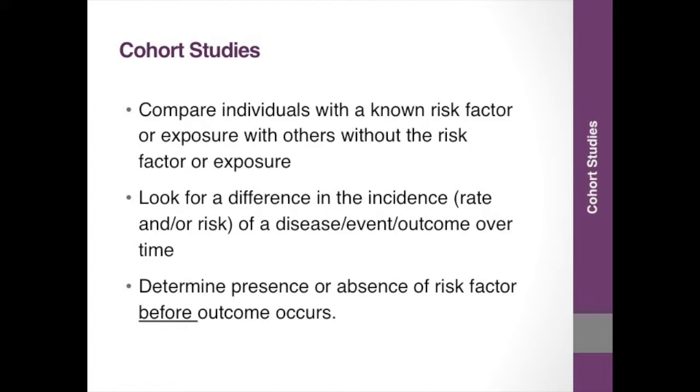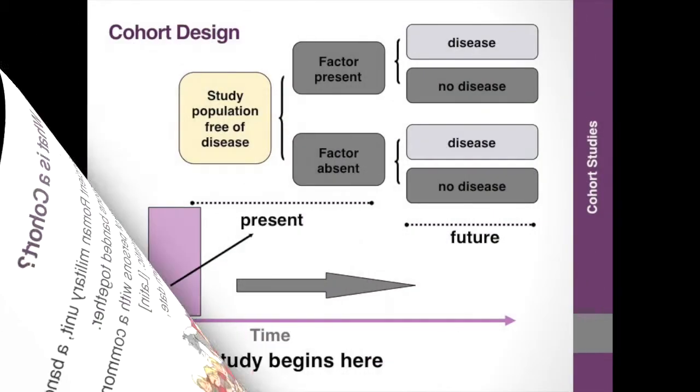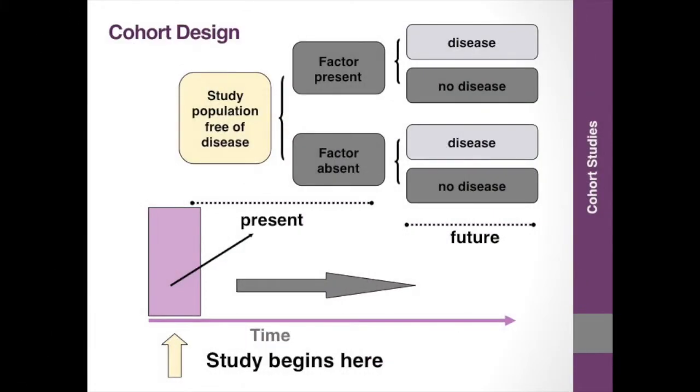They assess the incidence of outcomes over time between exposed and non-exposed groups. A cohort is a group. Cohort was a term used to describe military units in ancient Rome. In epidemiology, the term cohort is used to define a group of individuals who are followed over a period of time and see what happened to them. This is the classic study design of a cohort study.